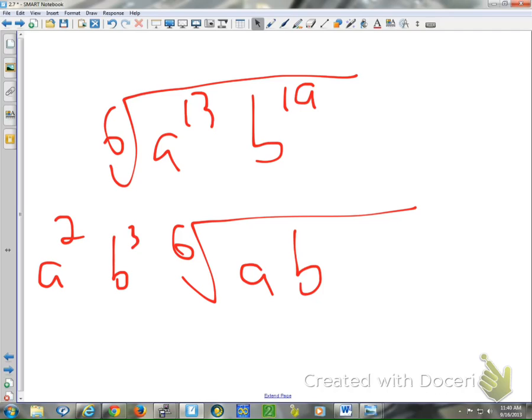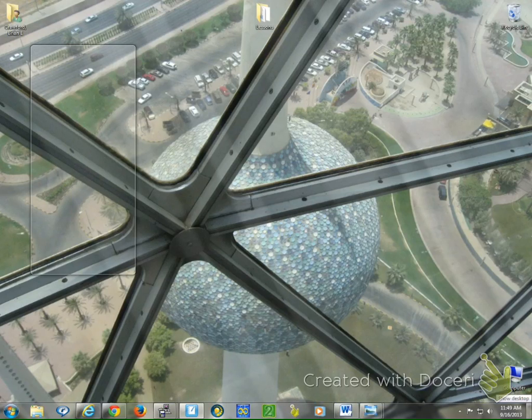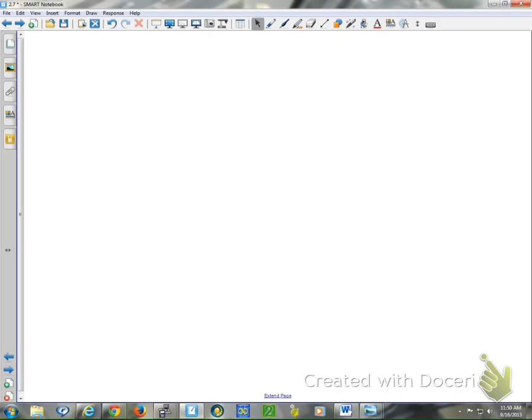Let's do another one. Nick, you're going to help me with this one. How's about, oh no, what happened? New page? What just happened? Oh, that was weird. All right. We're going to go nuts.